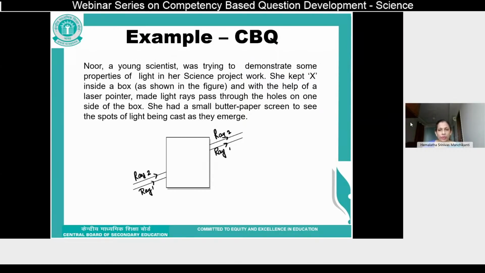And the other question is: she measured the angles of incidence for both the rays on the left side of the box to be 48.6 degrees. She knew the refractive index of the material of the object inside the box was 1.5. If one wanted to know the approximate value of the angle of refraction, it would be. That means here the refractive index is given, the angle of incidence is given, and then the angle of refraction, so the child will be able to perform the basic calculations. This is a fantastic question for application and analysis. Next slide, please.